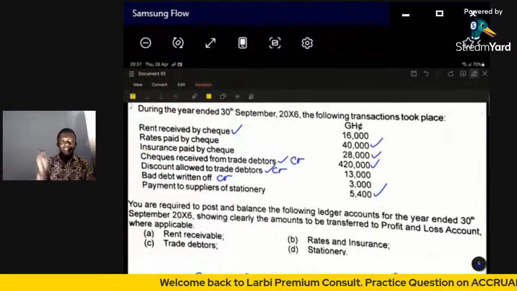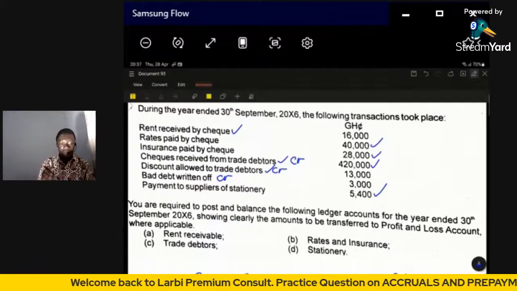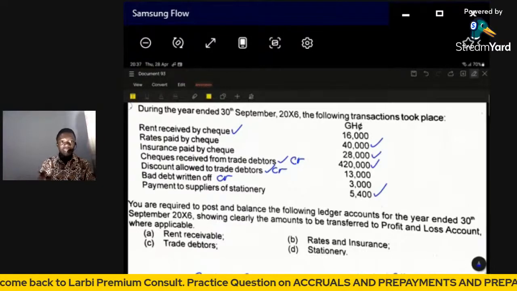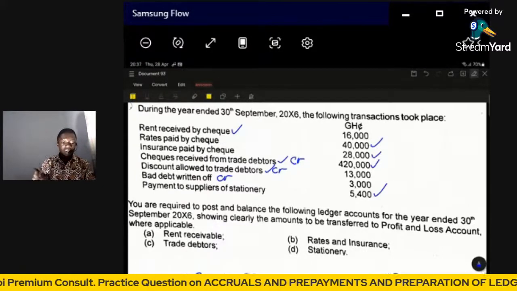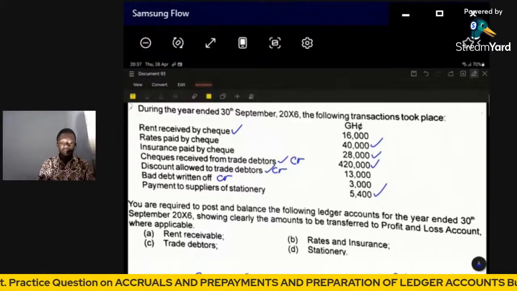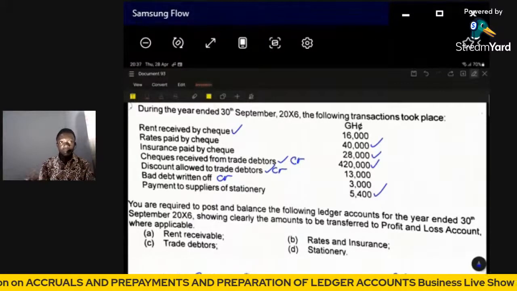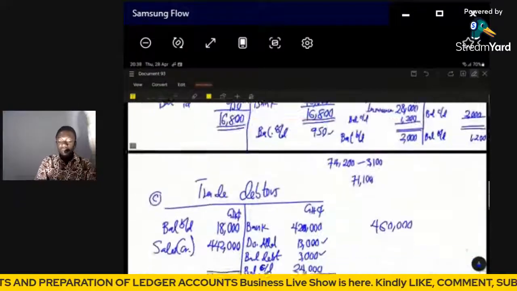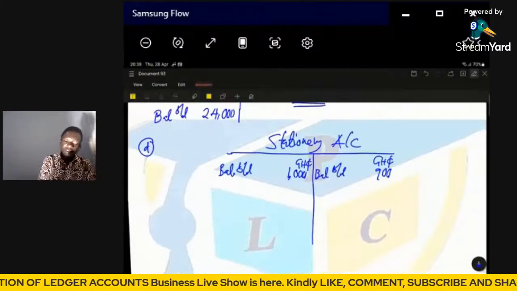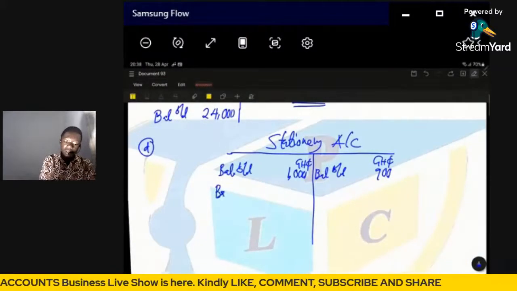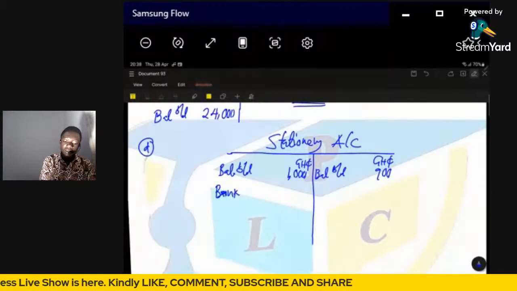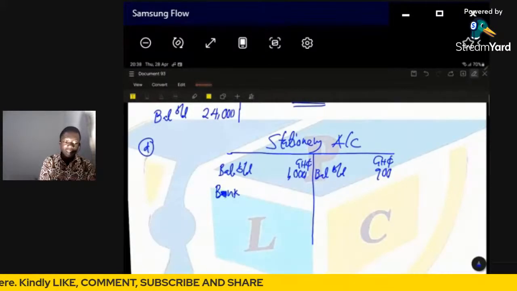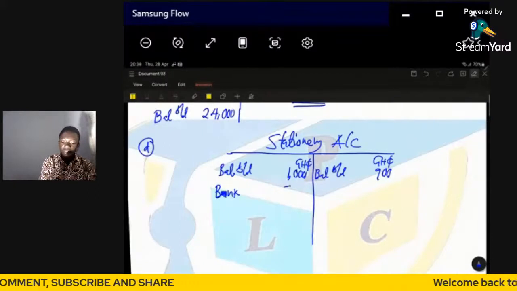And remember, the stationery is an expense. So we said all expenses have a debit balance. So we're going to record it as a debit balance in the name of the bank account. So for stationery, your bank account in the name of bank, because it's an expense, is going to be at the debit side, and that's going to have a figure of what?